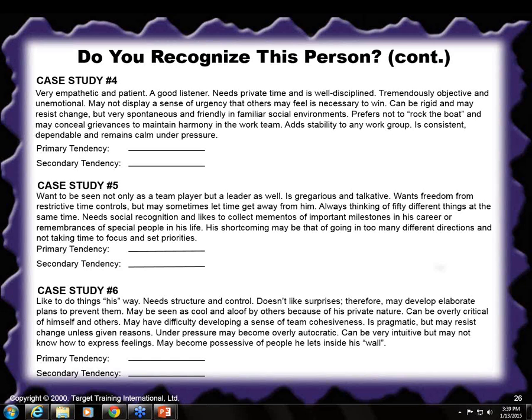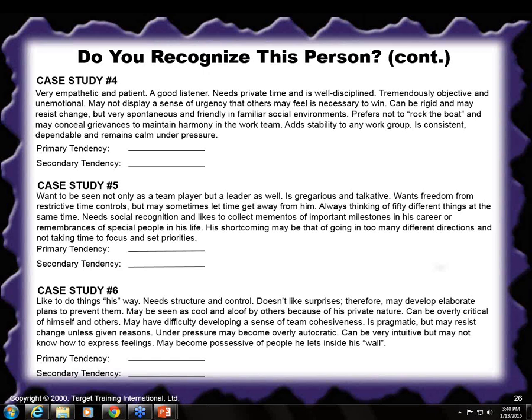Wants to be seen not only as a team player, but a leader as well. That's interesting, okay? Is gregarious and talkative, so that would mean an I. Wants freedom from restrictive time controls, again an I, but may sometimes let time get away from him. Always thinking of 50 different things at the same time. Needs social recognition and likes to collect mementos of important milestones in his career or remembrances of special people in his life. His shortcoming may be that of going in too many different directions and not taking time to focus and set priorities. So mostly an I. And because I don't really see another secondary tendency, I would leave it at I. If there is one, that might be a little bit of a D.